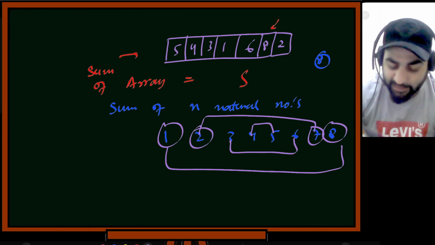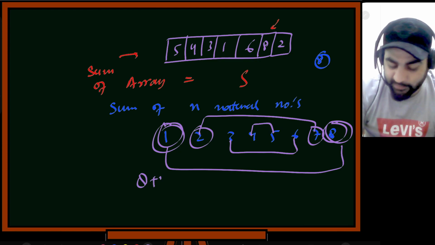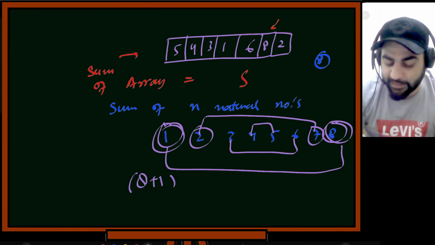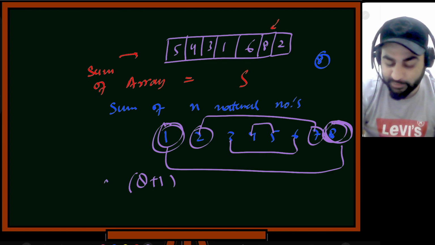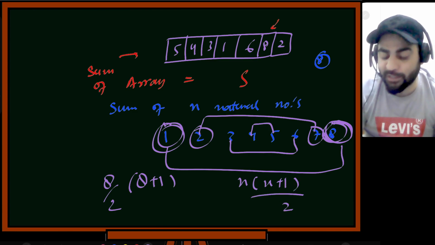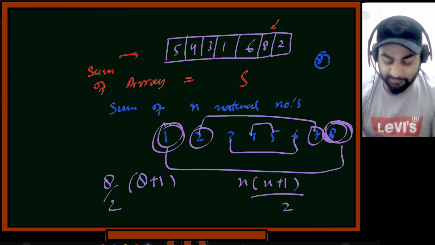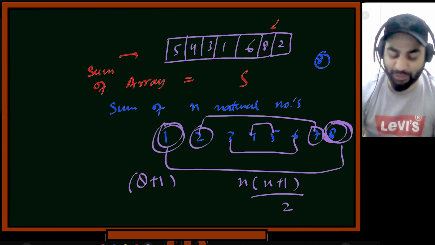So that's why I said first element plus last element, that is 8 plus 1, so this will be 9. And in total, how many pairs of numbers will I have? 8 by 2 such pairs. That's why the formula is n into n plus 1 by 2. How many of you understood this? Yes, sir.